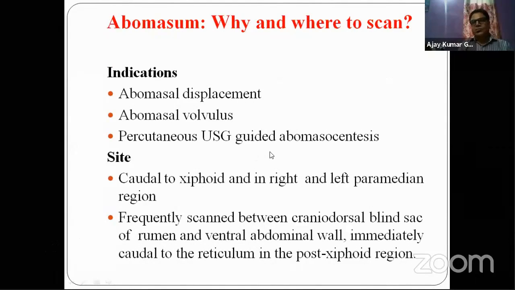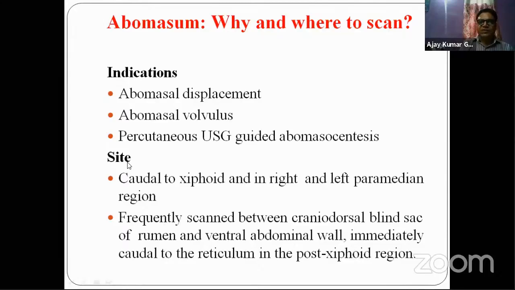Now, coming to abomasum, what are the indications? Why should we scan the abomasal area? We can scan the abomasum for suspected conditions of abomasal displacement, abomasal volvulus, and for performing ultrasound guided percutaneous abomasocentesis. Abomasocentesis is performed to detect the pH of the abomasal contents, to detect blood in abomasal contents, because the presence of blood may indicate ulcers.